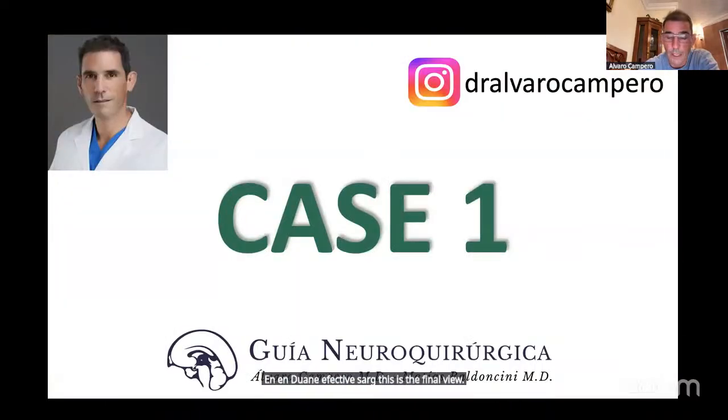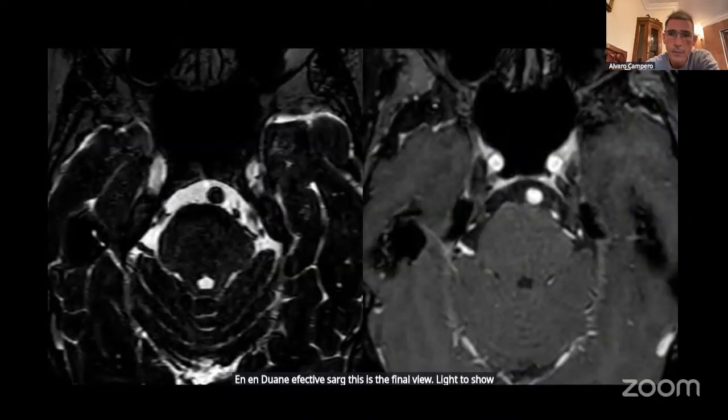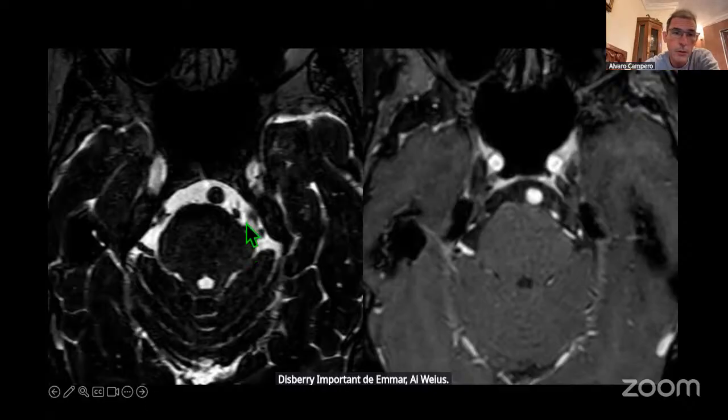So I would like to show a case. The MRI is very important. We use T2 in the MRI, and also T1 with gadolinium. We can see conflict on the left side.